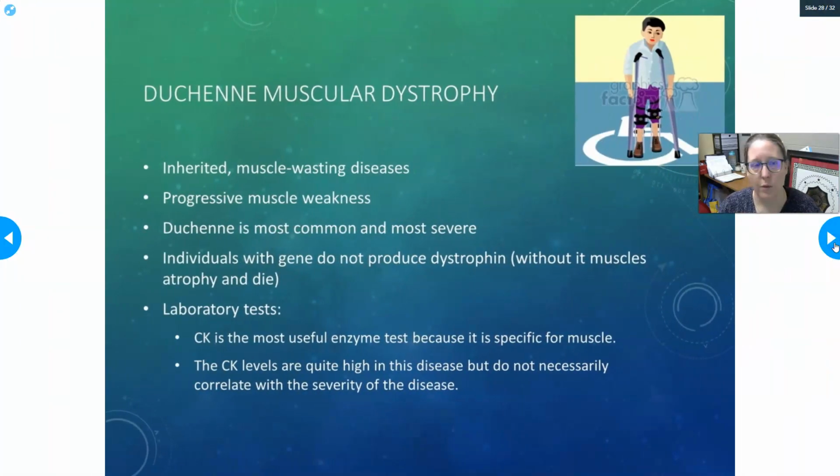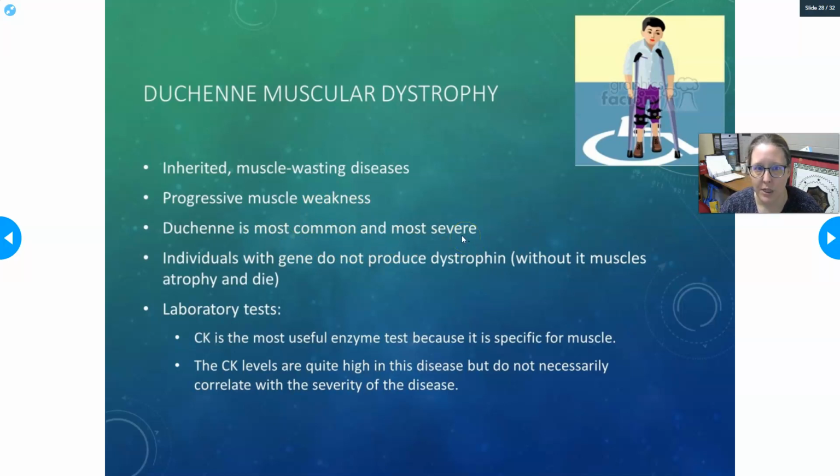Okay, so let's start with Duchenne muscular dystrophy. This is an inherited muscle wasting disease. With it being inherited, you should be able to rule that one out from our case, because our case was due to an injury, not something that was inherited. In Duchenne muscular dystrophy and other muscular dystrophies, you see a progressive muscle weakness that develops. Duchenne is the most common and most severe of all the muscular dystrophies.